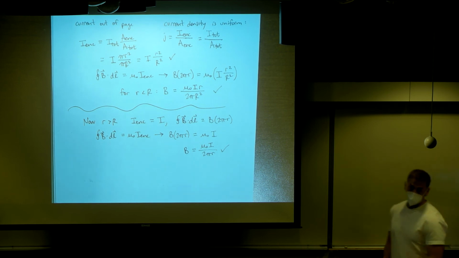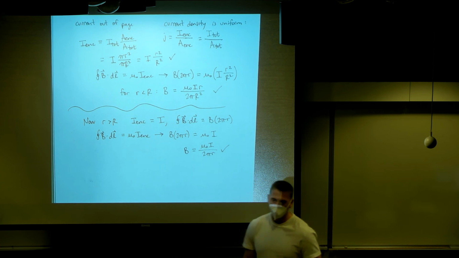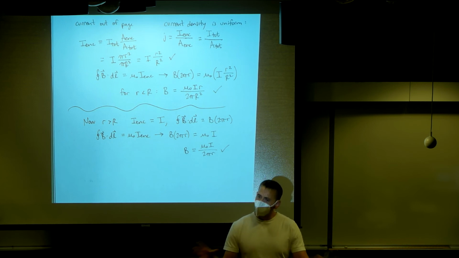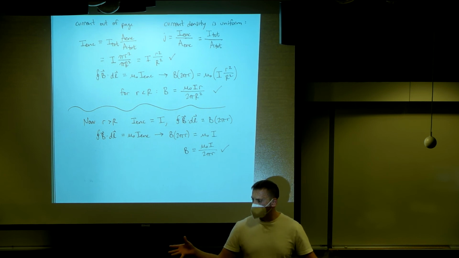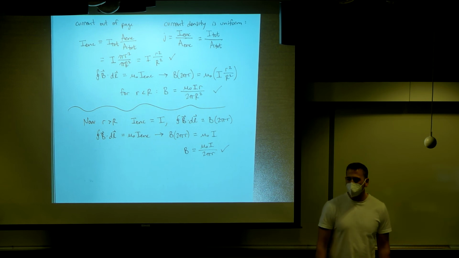That should look familiar, right? That's the same result we got for just an infinitely thin wire, okay? So regardless of what's going on inside the wire, whether the current density is uniform or non-uniform, as long as you're outside the wire, the fields always look the same. They're always given by mu naught I divided by 2 pi r, okay? Any questions on that?